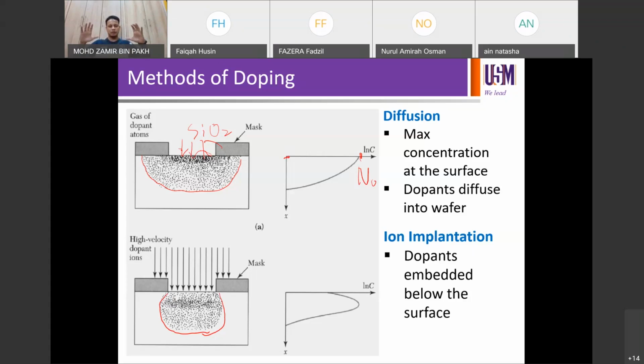Kita akan tengok kenapa. It's actually due to the diffusion of impurities in all directions. So you're going to have, below you diffuse, you're going to have vertical components. That means the incorporated atoms are actually diffusing into silicon. Not only into silicon, they are going also in diagonal direction. They're also going in lateral direction or horizontal direction. So that leads to the formation of a wider profile by diffusion process.